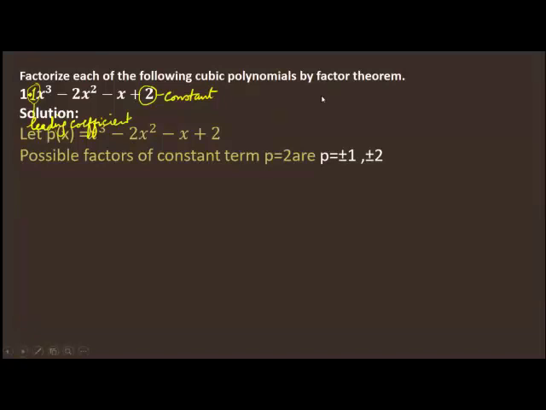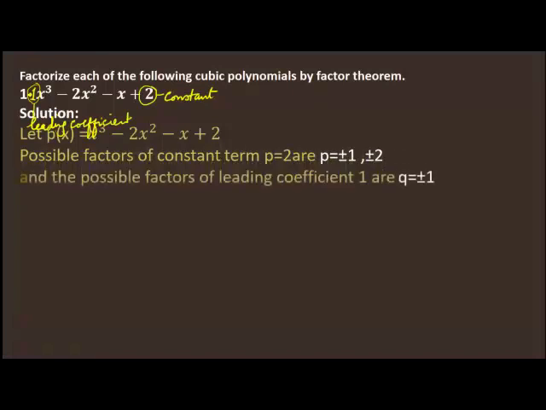Similarly, we will find the factors of the leading coefficient, which is 1. First, we found the factors of the constant, which is 2, right? Factors are plus minus 1, plus minus 2. Now, the possible factors of the leading coefficient, which is 1: the factor of 1 is plus minus 1 only, right?